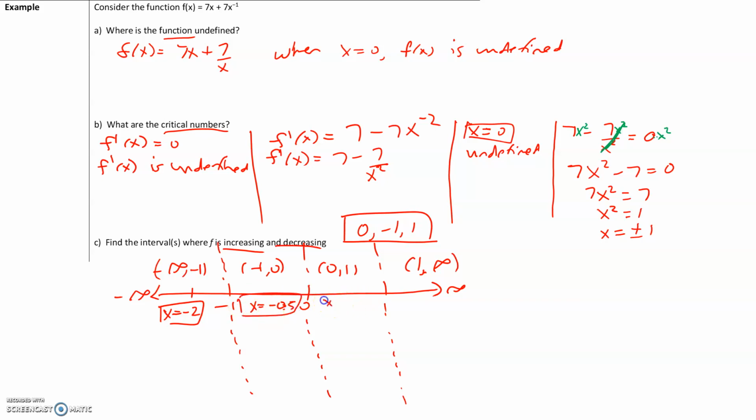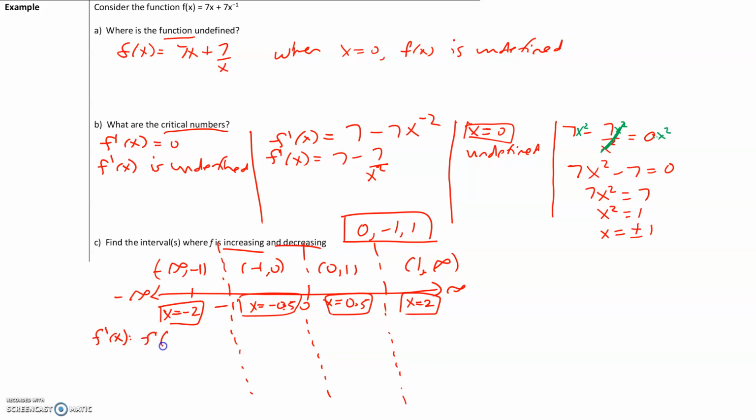In between 0 and 1, I can pick x equals positive 0.5. And to the right of 1, I can pick x equals 2. Those are our test points. Now, the first derivative test will tell us if the function is increasing or decreasing in each interval. So now we're going to take the first derivative at each of these points.